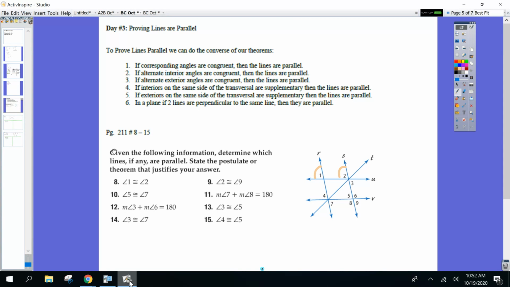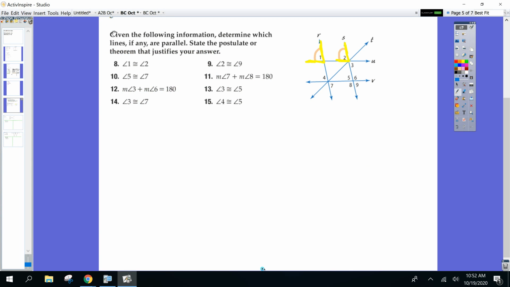Now, here's the difficult part. What are the lines that are parallel if 1 and 2 are congruent? Highlight them if this helps. Here's angle 1. Here's angle 2. Do you see the 2 lines that should be parallel to each other, non-intersecting? What are those 2 lines? R and S. Because 1 and 2 are congruent, we now know for number 8 that R is parallel to S.